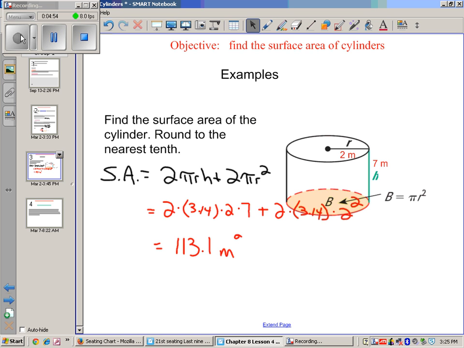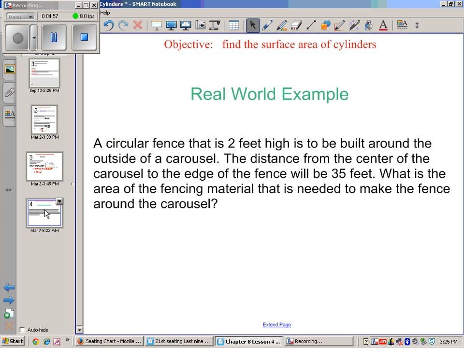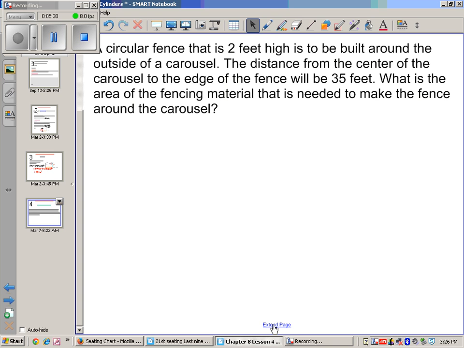Okay, let's move on to our next example, which is a real world example. A circular fence that is 2 feet high is to be built around the outside of a carousel. The distance from the center of the carousel to the edge of the fence will be 35 feet. What is the area of the fencing material that is needed to make the fence around the carousel? Okay, so what are we looking for? They're only going to fence in around it. They're not going to fence in on top or the bottom. So we're just going to be looking for the lateral area of the fencing.